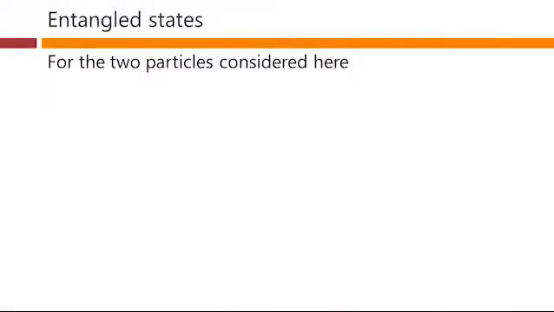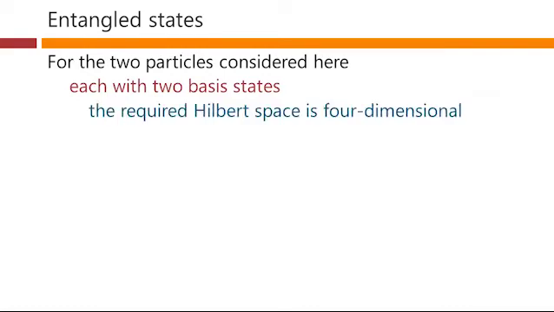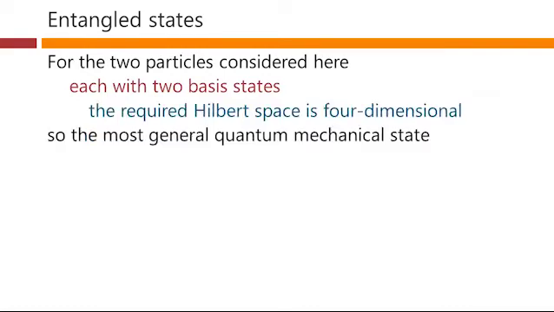There are many bizarre and important consequences of entanglement for the meaning of quantum mechanics. Here we want to emphasize that, once we consider the states of more than one quantum system at a time, there is a whole additional range of states in quantum mechanics, these entangled states, that have no analogue in the classical view of the world. For the two particles considered here, each with two basis states, the required Hilbert space, as we've seen, is four-dimensional.